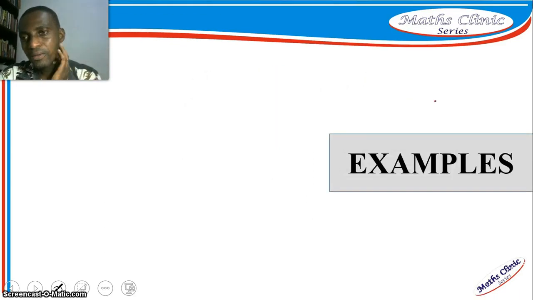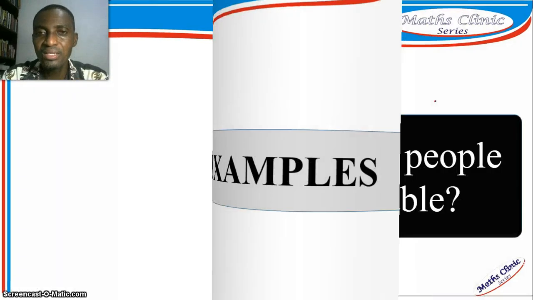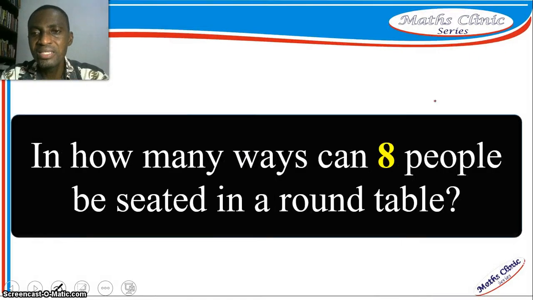Now let's take an example and see how this works. In how many ways can 8 people be seated in a round table? So these are 8 people seated in a round table. In how many ways can they be seated?